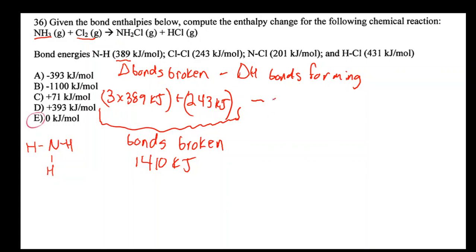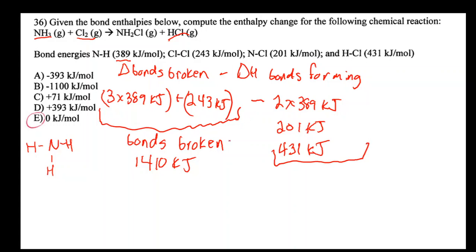So in that case, that would be 2 times 389 kilojoules. Plus 1 N-Cl, so that's 201 kilojoules. Plus, and then we're looking at our H-Cl, there's just 1 of those, plus 431 kilojoules. And this is bonds formed, which is 1,210 kilojoules.